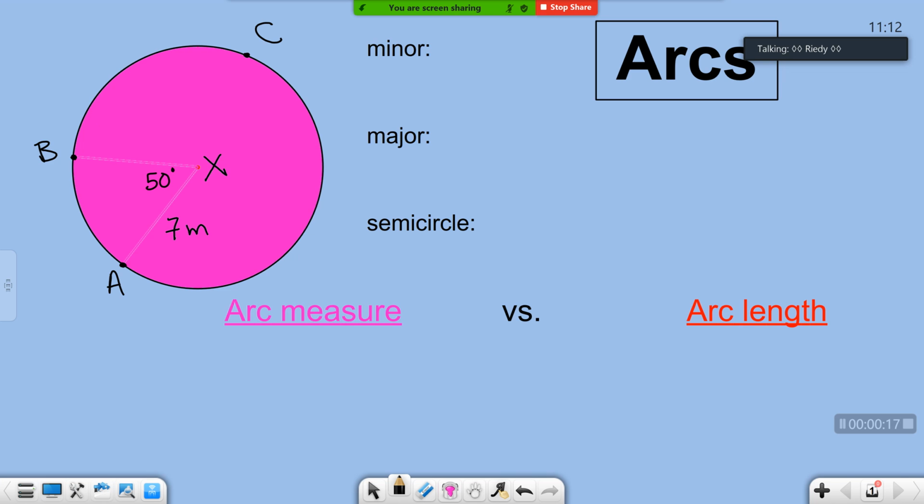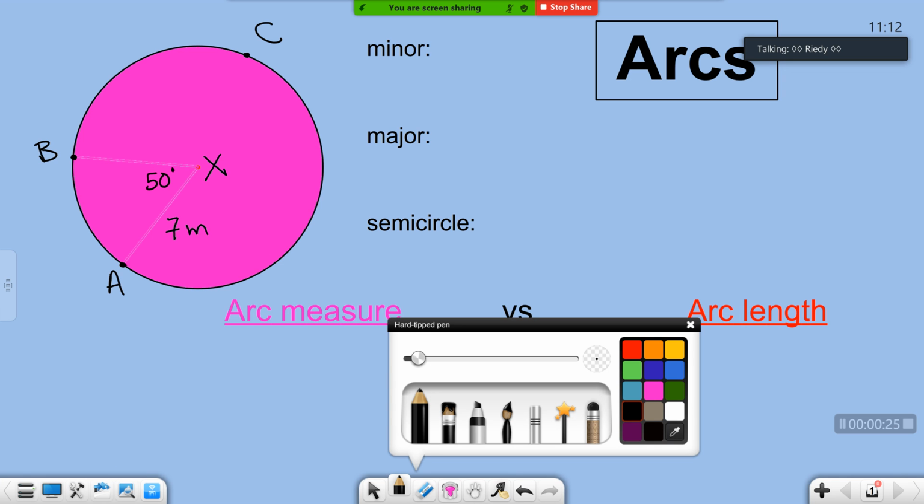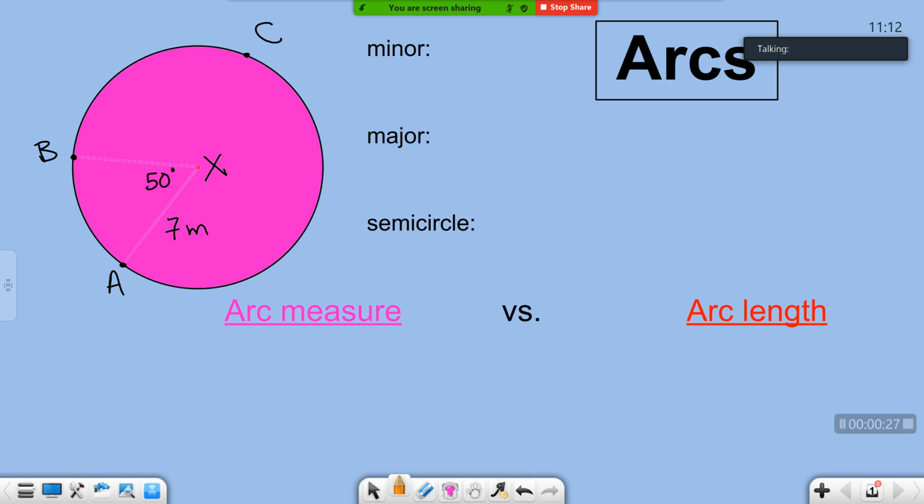Let's go back to here then. There's a lot going on this screen, so we're going to take it slow and see if we can get everybody where they need to be. So we're going to talk about arcs today, and arcs as they relate to a circle.